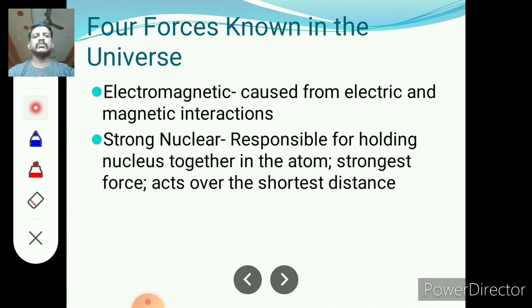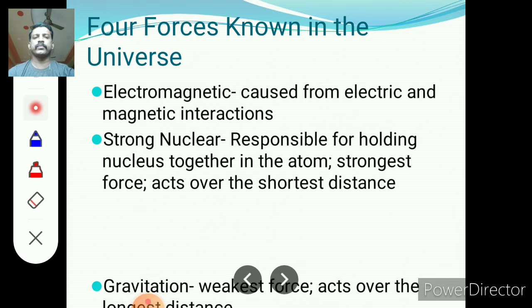Strong nuclear force is responsible for holding the nucleus together in the atom. It is the strongest force and acts over the shortest distance. So strong nuclear means it is a very strong force which takes the nucleus and all the other parts of the atom together. It is one of the strongest forces, and it acts over a very small distance, where the nucleus, electrons and protons are present.